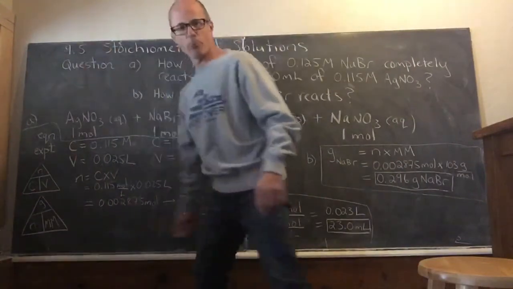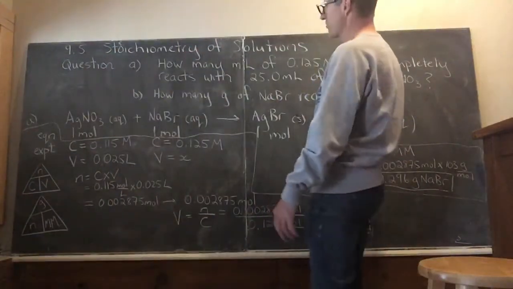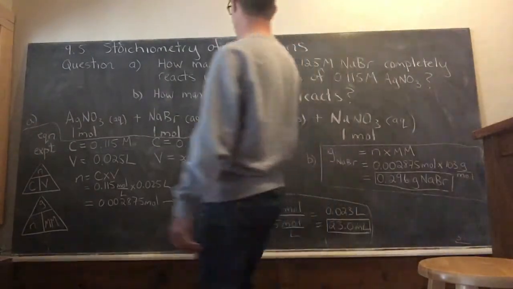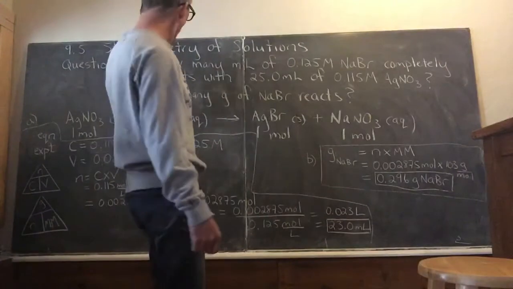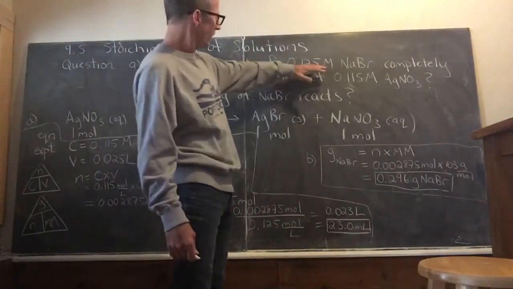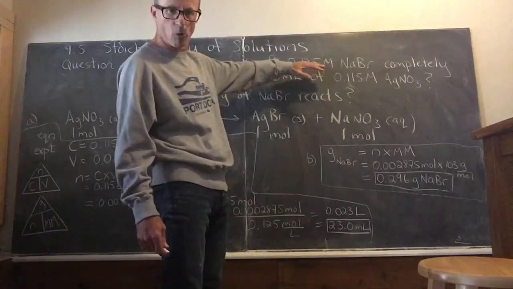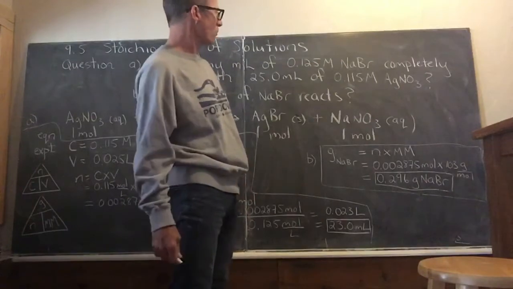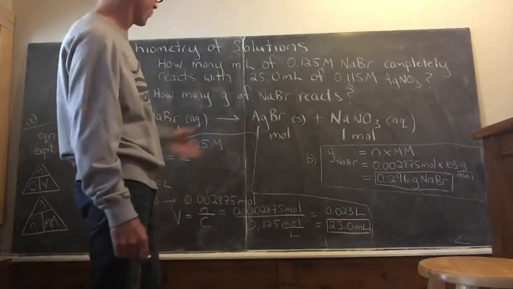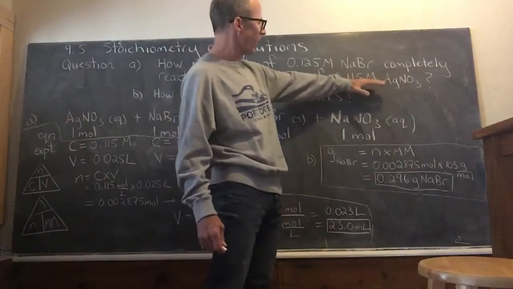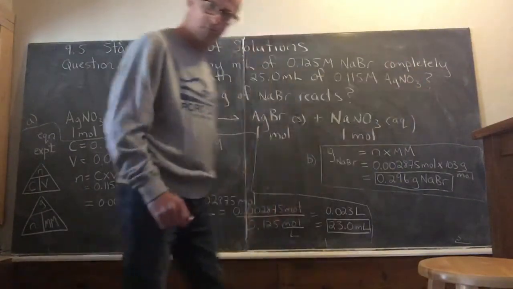This is in section 9.5 in the Nelson textbook, and this question gets into what volume, or how many milliliters, of a dilute solution of sodium bromide, in this case 0.125 molar sodium bromide, completely reacts with 25 milliliters of 0.115 moles per liter silver nitrate.